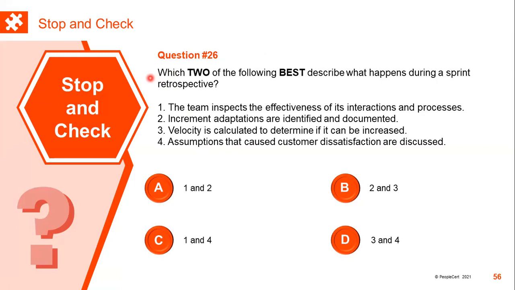Number 26, which 2 of the following best describe what happens during a sprint retrospective? 1, the team inspects the effectiveness of its interactions and processes. 2, increment adaptations are identified and documented. 3, velocity is calculated to determine if it can be increased. 4, assumptions that caused customer dissatisfaction are discussed.